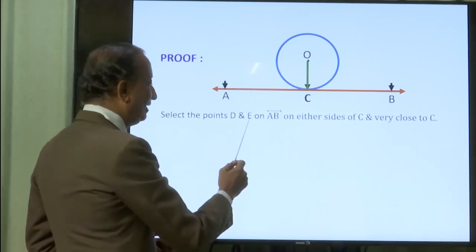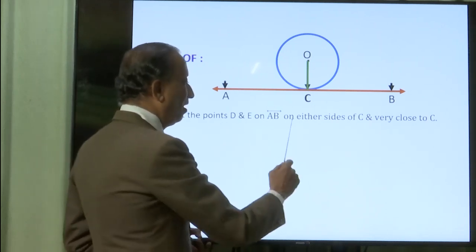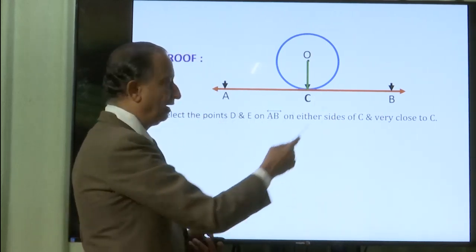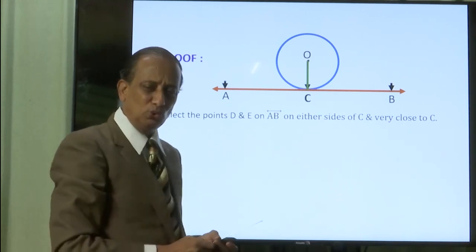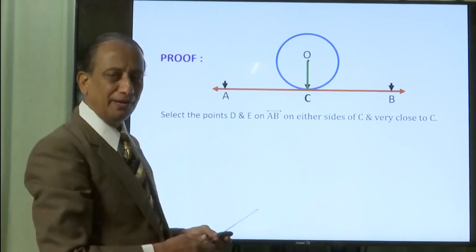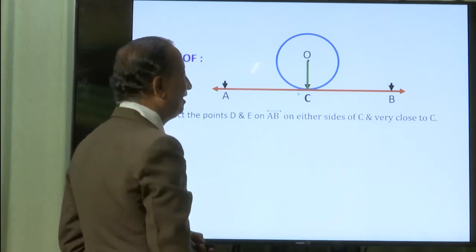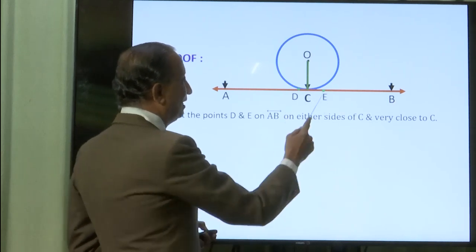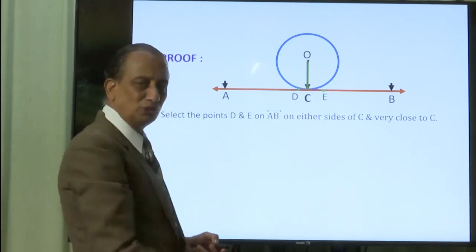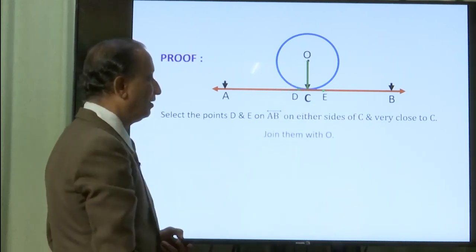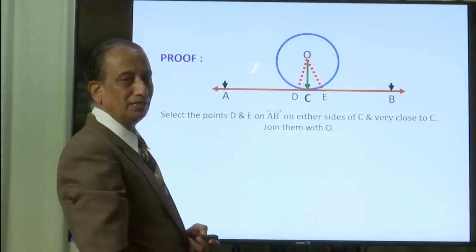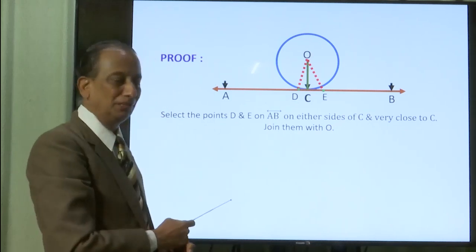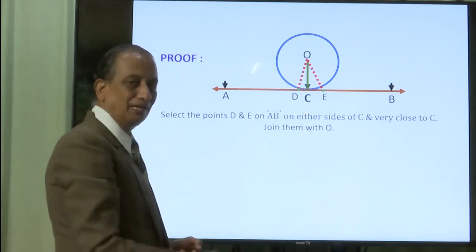Select the points D and E on the straight line AB on either side of C and very close to C. So here is the point C, on either side left and right you choose just for sample sake two arbitrary points on the straight line AB. So let us suppose that these two are the points, call this point D and this point E. Having chosen this, join them, D and E, with O. So let us join these two points with O. Now how are you going to use this construction and show that OC is perpendicular to AB?